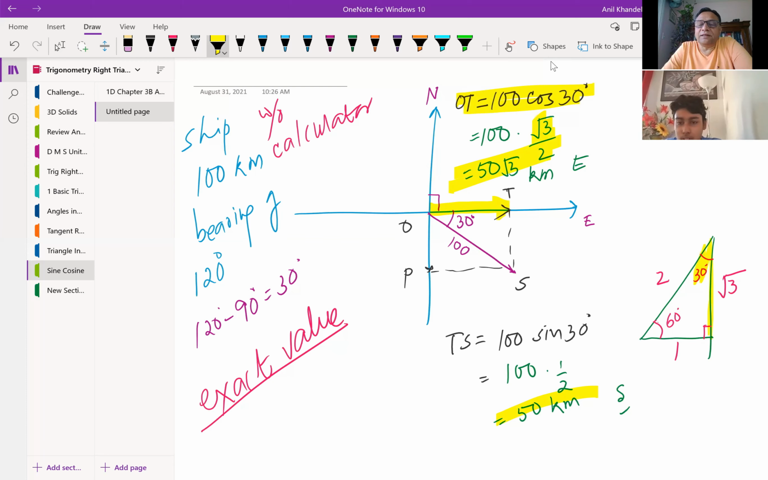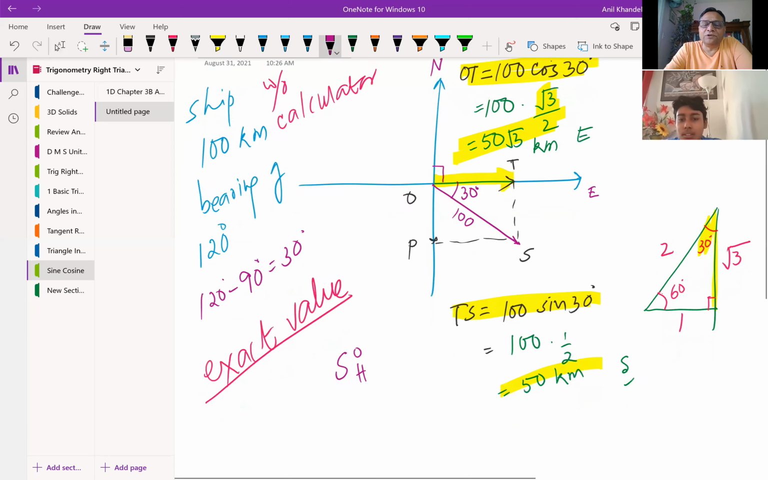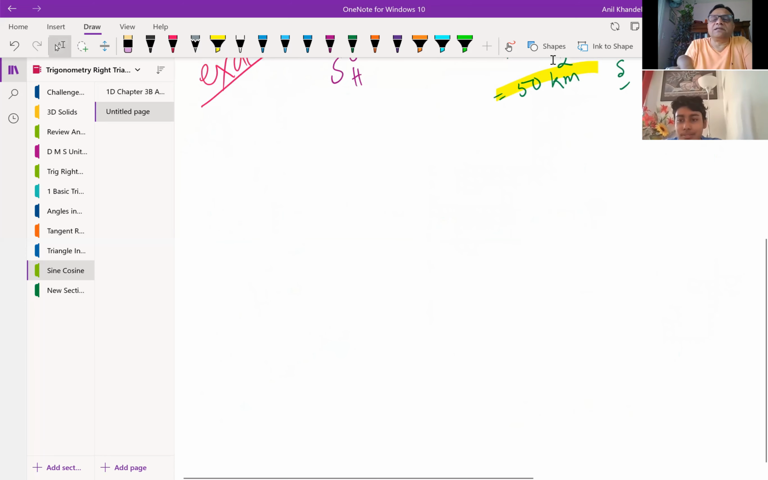Easy to calculate. And then you did south, right? Yes, sir. You used sine, and it is the opposite side, correct? We know sine is the ratio of opposite to hypotenuse. Therefore, you get 100 times sine of 30, and you get the result. Is that clear? Yes, sir. Easy for you, right? So let me just mix and match.